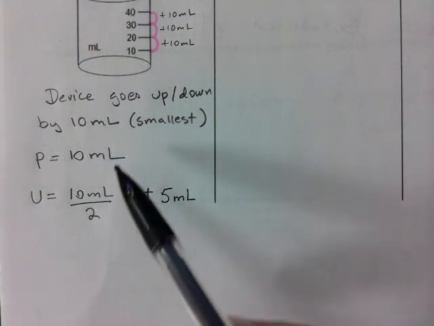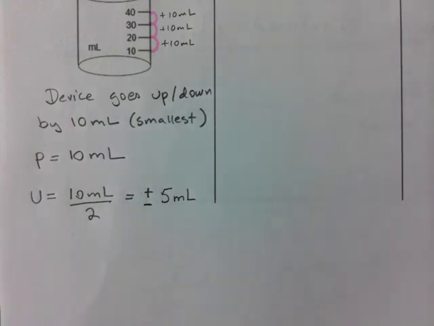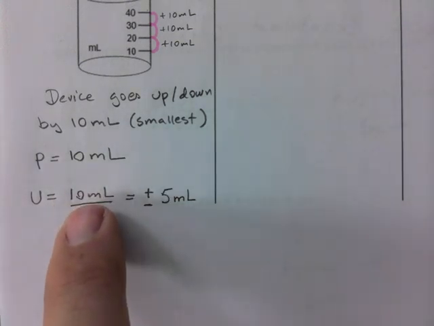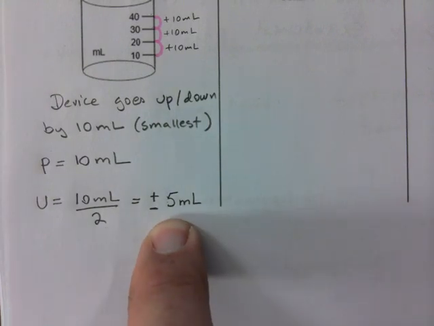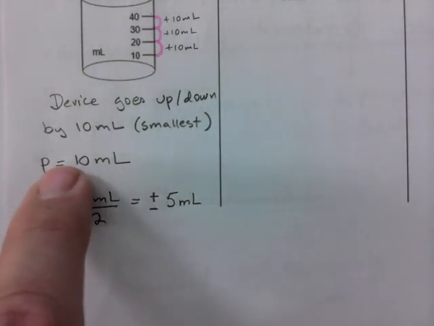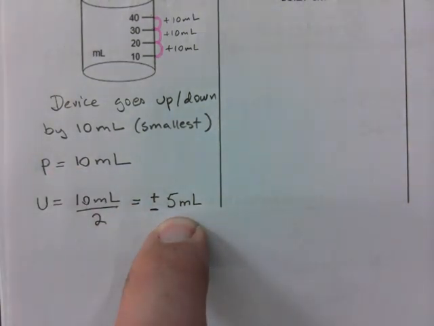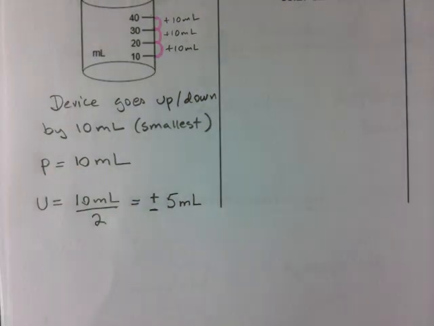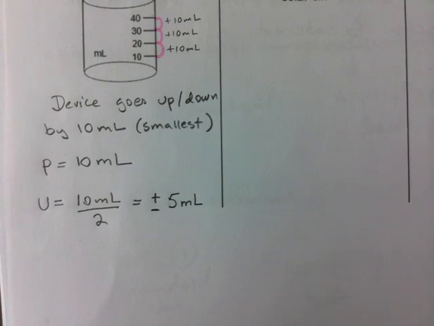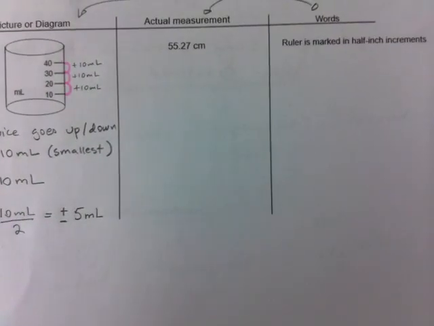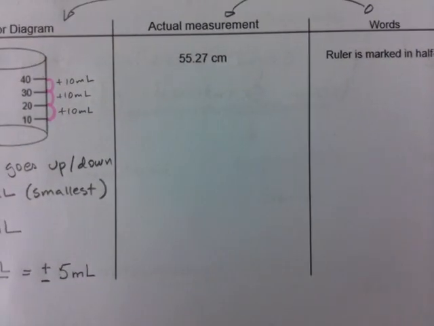So this is what you get graded on this particular question. They may just ask for precision. They may ask for precision and uncertainty. But remember, you need your precision to figure out your uncertainty, regardless of how you do it. So here we have precision and uncertainty. That's a picture. Let's go to the actual measurement.